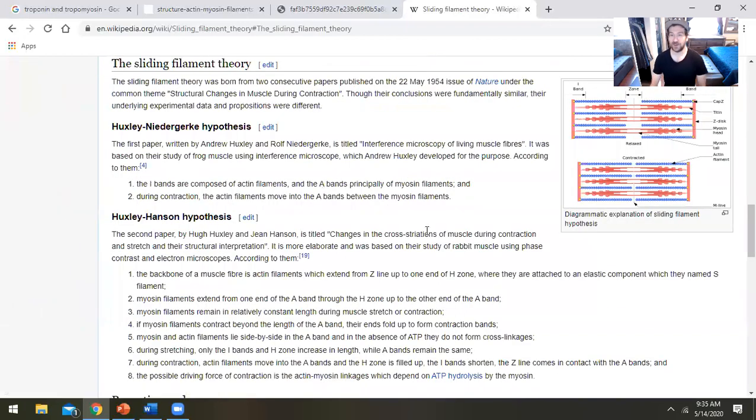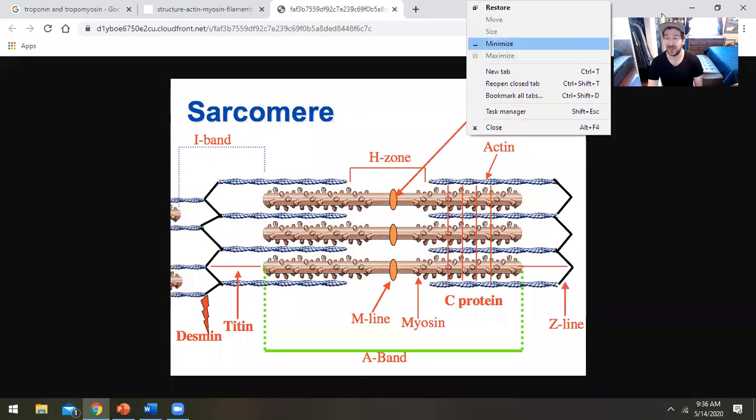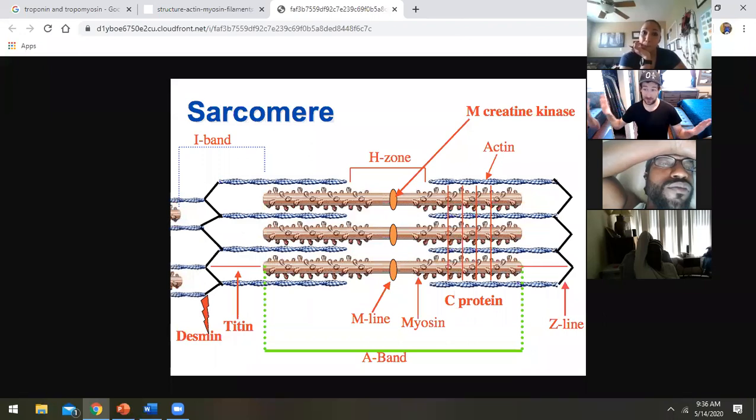So this is very weird, but when we were first discovering this, we didn't have very good microscopes back in the day. And there were these two groups of scientists who were both studying muscles at the same time. One of them was Andrew Huxley and this other guy, Rolf Niedergerk. Meanwhile, another group named Hugh Huxley and Gene Hansen were also studying this. These two groups of scientists were studying the same thing, and they didn't know it. One was in England and one was in America. There was no internet, so it wasn't like they knew of each other's research at the same time.